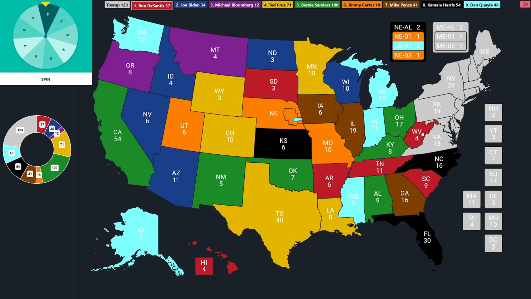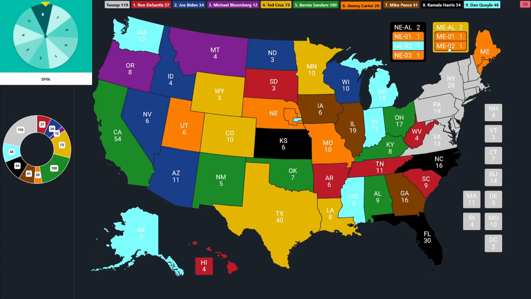And now we jump all the way up to the northeast corner, Maine at large. 2 more votes for number 4, Ted Cruz. Next, Maine's first. 1 vote for number 6, Jimmy Carter. How about Maine's second? And that is another one for Carter.